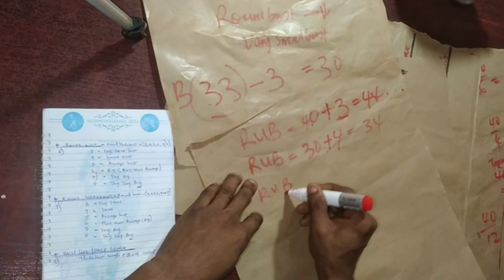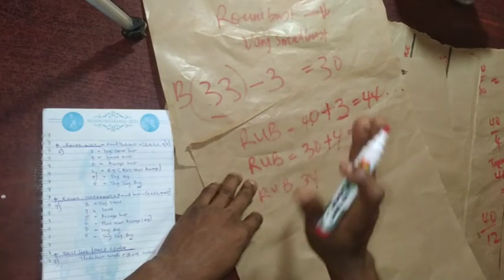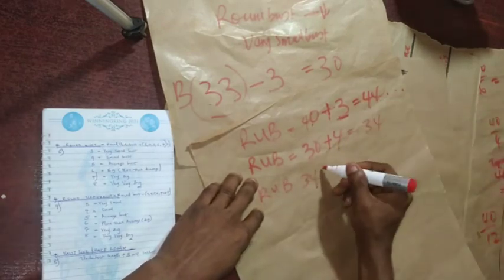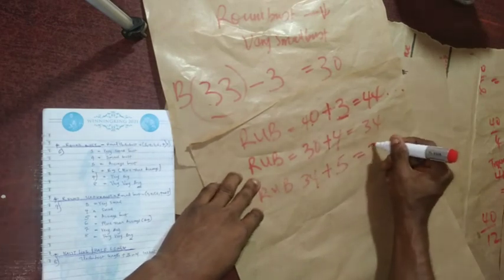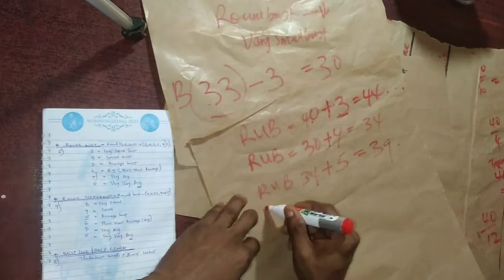Let's say somebody has a round under bust of 34. The person has an average breast. All you are going to do is 34 plus 5. 5 is for average, which will give you 39.